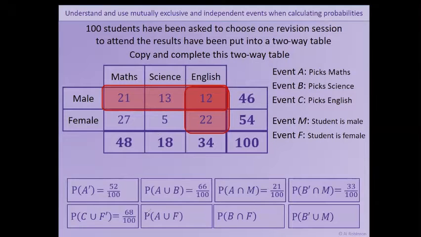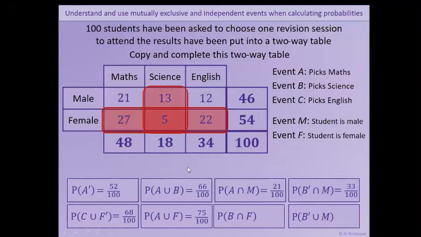Yeah. Is that okay, Faiza? Okay, so A union F, so all of A for the next one. So everyone who picks maths, and also all the girls. So that's going to be 22 plus 5 plus 27 plus 21. So that gives you 75 out of 100. Okay, now intersect. So what you do is highlight all of B, so everyone that picks science, and how many of those people who study science are female? 5. So it's just 5 out of 100. Do you get that? Yeah?